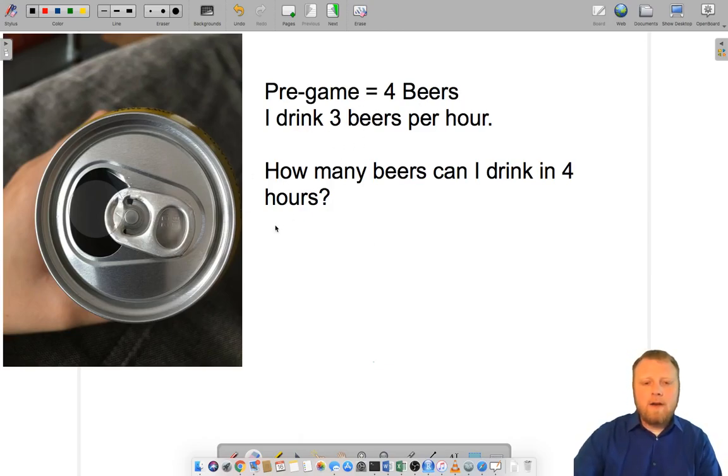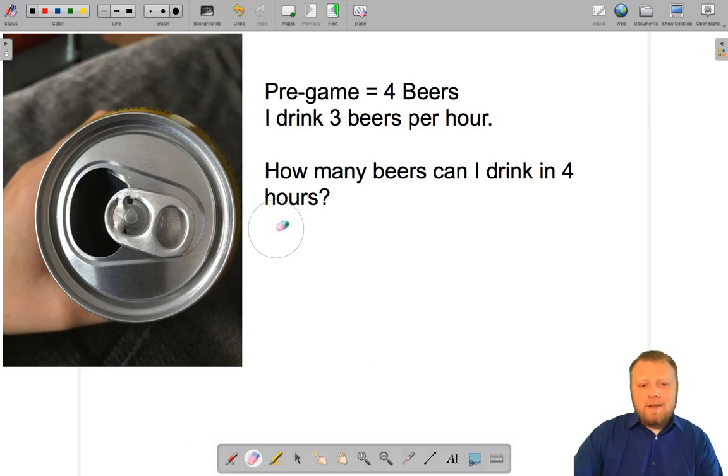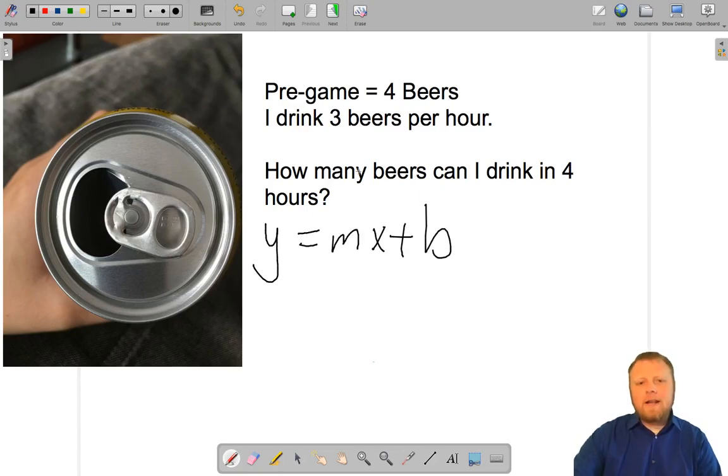So pregame 4. We're typically using something like the equation for a line, y equals mx plus b. I might not ask you how many beers can I drink in 4 hours. I might ask you how many beers can I drink in 7 hours or 3.25 hours or anything like that. And what if I only started with like 1.3 beers? So let's do it the right way using equations.